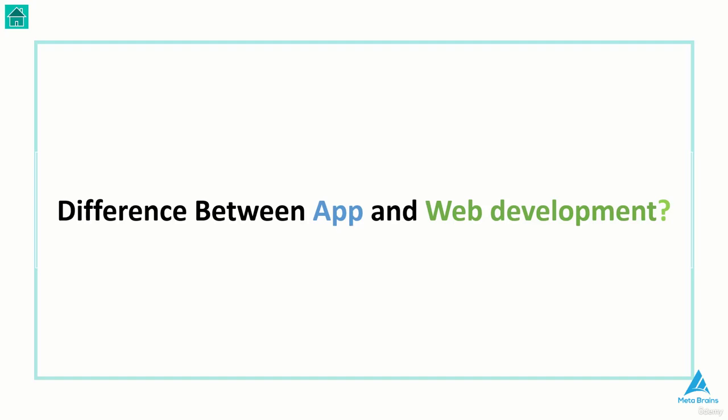Then let's tackle now the difference between app development and web development. So let's take a look at the big difference between both of them, so between apps and websites, basically. Okay, so first difference, platforms. App development involves creating applications that run on specific platforms, such as iOS or Android. Web development, on the other hand, involves creating websites that can be accessed on any device with a web browser.